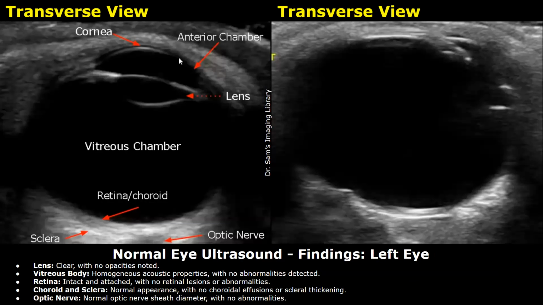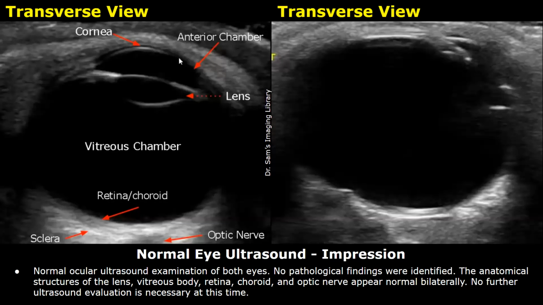Now we move on to the findings of the left eye. The lens is clear with no opacities. Vitreous body, homogeneous acoustic properties with no abnormalities detected. The retina is intact and attached with no retinal lesions or abnormalities. The choroid and sclera are also normal. The optic nerve is normal as well.